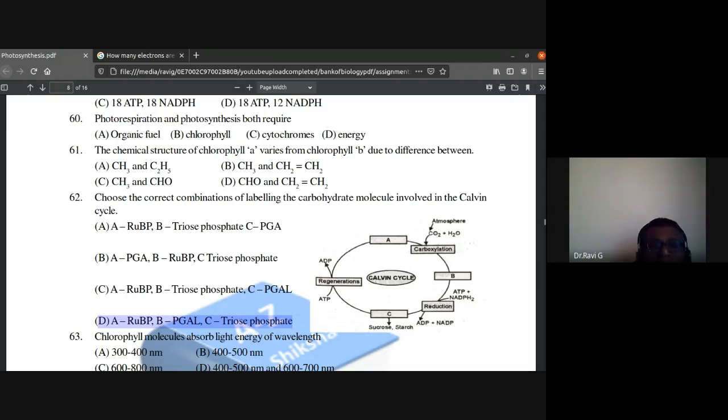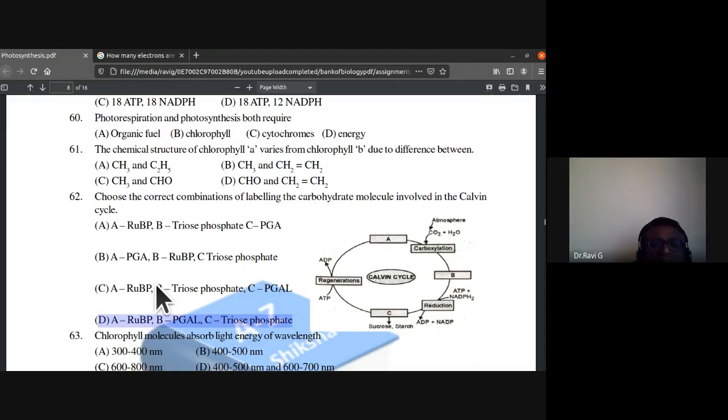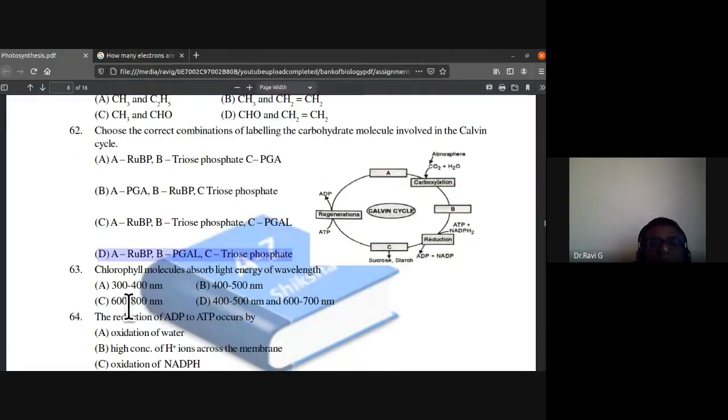63rd, chlorophyll molecules absorb light energy of wavelength 300 to 400 nanometer. Generally, they absorb light energy of wavelength 300 to 400 nanometer. 63rd, the answer is A.